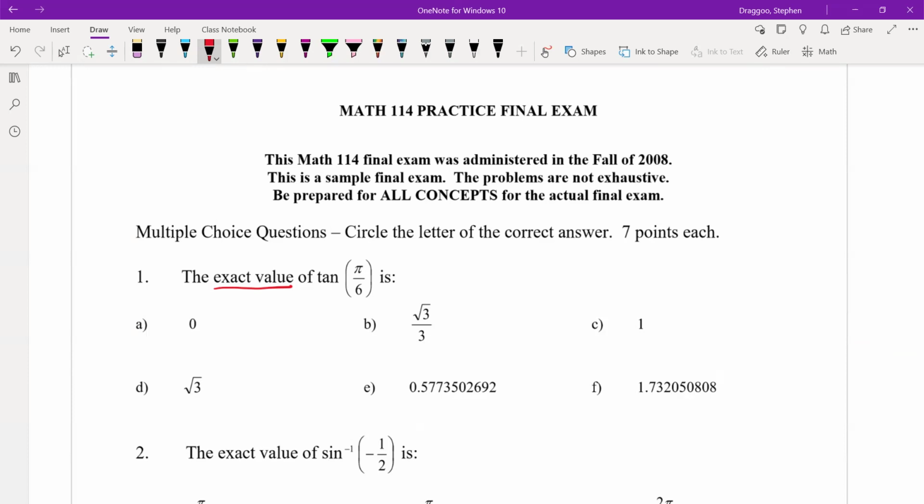So right off the bat, without thinking at all, I'm going to get rid of those two answers, E and F, because both of those are not exact. Again, they are decimal approximations.